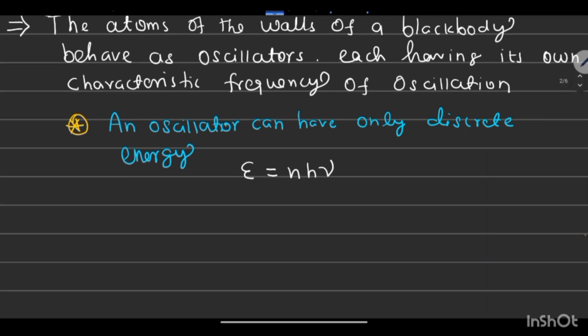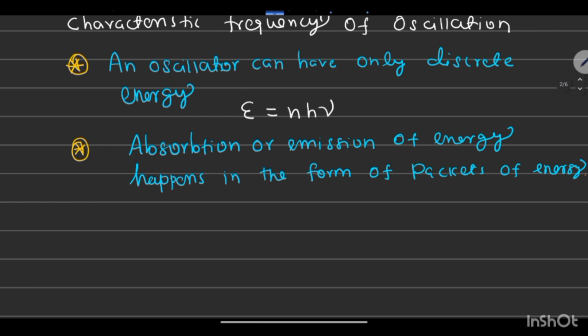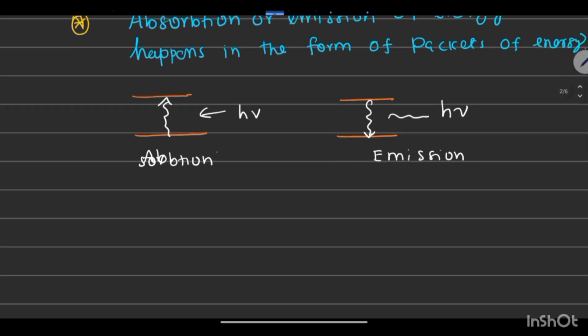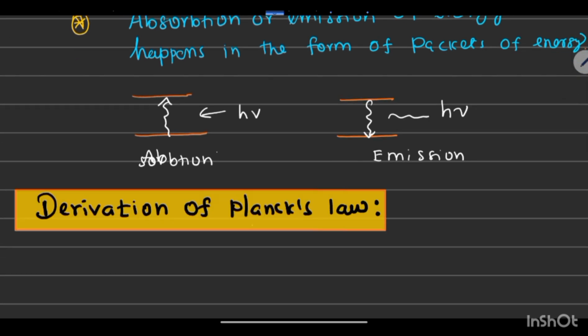So the next hypothesis he made is, whenever the oscillator emits or absorbs energy, that should be in terms of quanta of energy, not continuously again. So for absorption, if the oscillator takes some energy and goes to a higher excited state, we need to supply an amount of energy called h nu, a quantum of energy. And if emission takes place, again it will be in terms of the quanta of energy h nu. So having said this, let's proceed to the derivation of Planck's law.